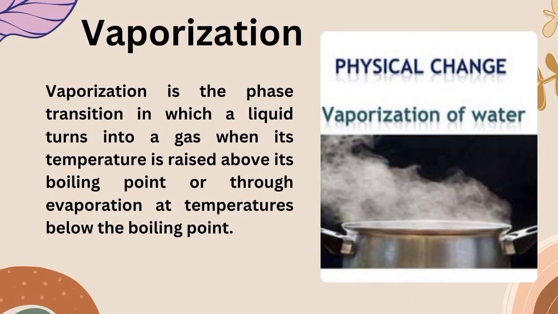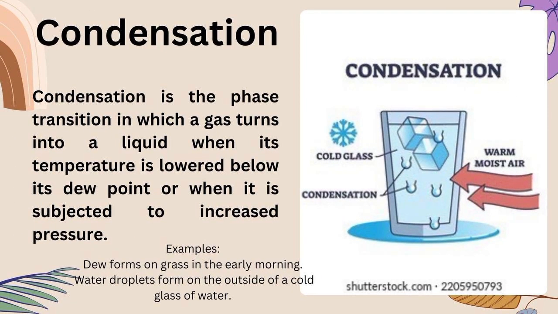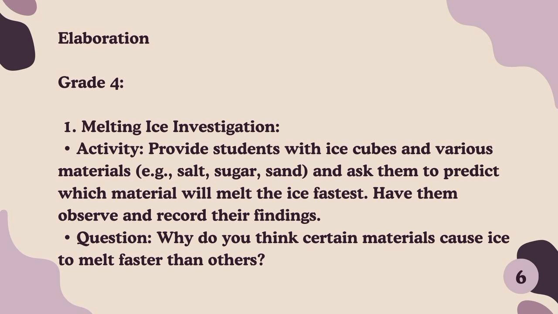Vaporization is the phase transition in which a liquid turns into a gas when its temperature is raised above its boiling point, or through evaporation at temperatures below the boiling point. Next, we have condensation. Condensation is the phase transition in which a gas turns into a liquid when its temperature is lowered below its dew point or when it's subjected to increased pressure. Some examples: dew forms on grass in the early morning, and water droplets form on the outside of a cold glass of water. It seems that you're ready for our next activity.